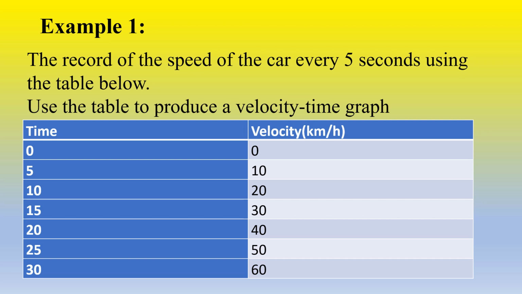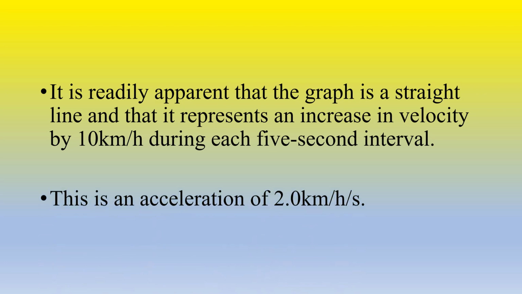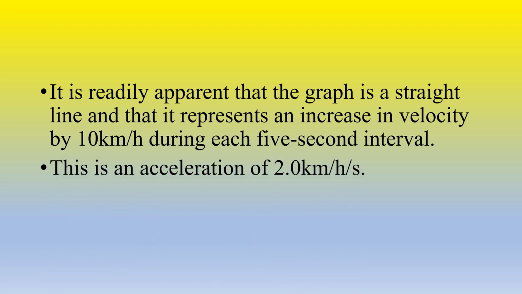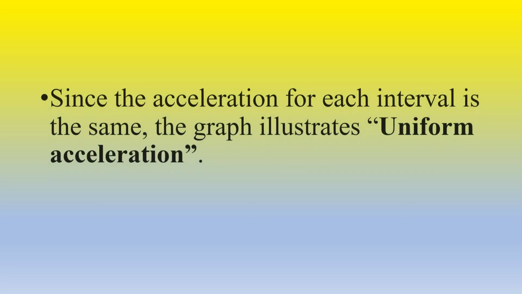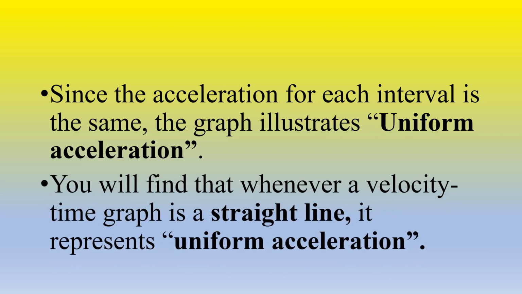It is readily apparent that the graph is a straight line and that it represents an increase in velocity by 10 km per hour during each 5-second interval. This is an acceleration of 2.0 km per hour per second. Since the acceleration for each interval is the same, the graph illustrates uniform acceleration. You will find that whenever a velocity time graph is a straight line, it represents uniform acceleration.